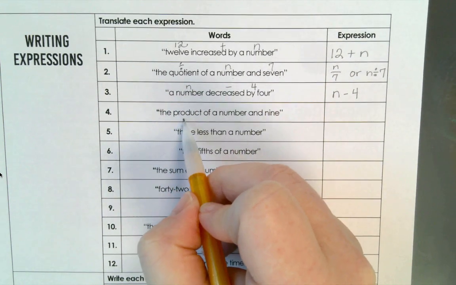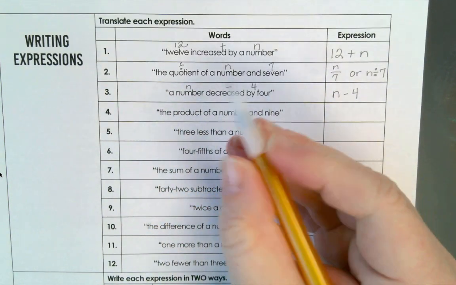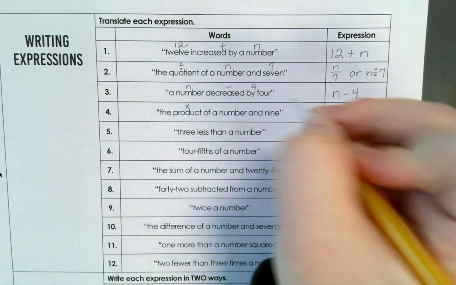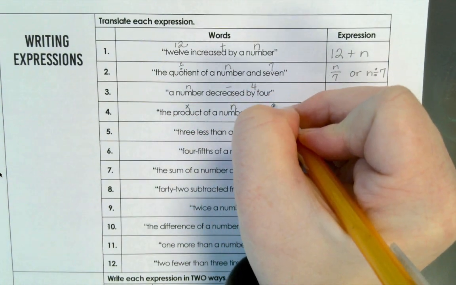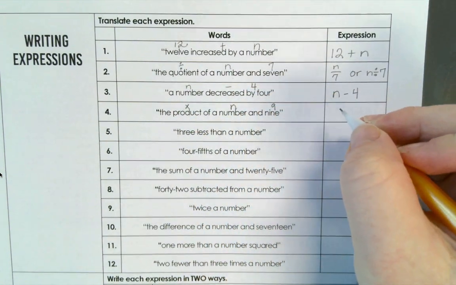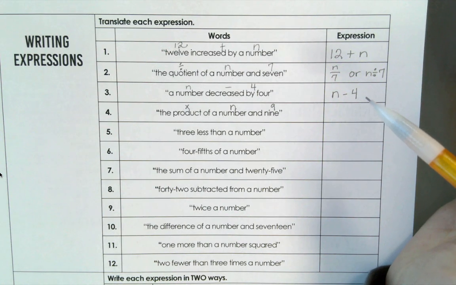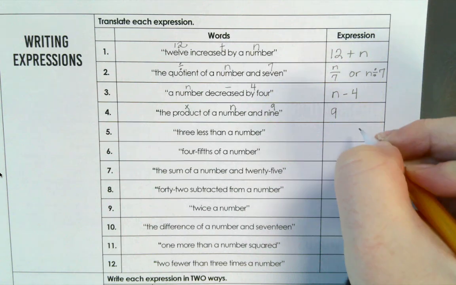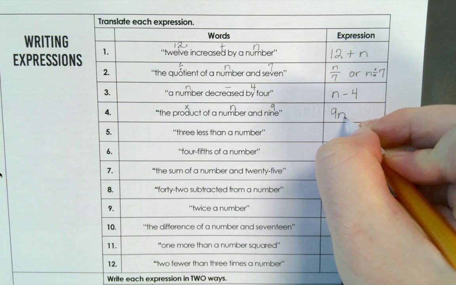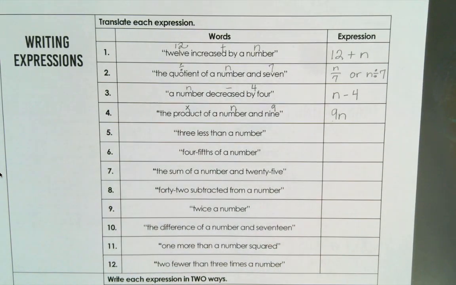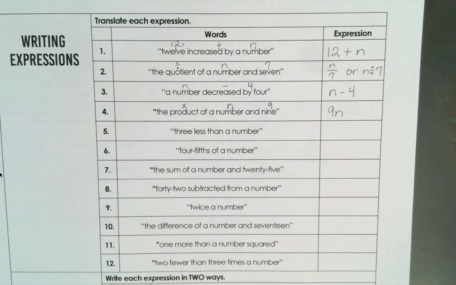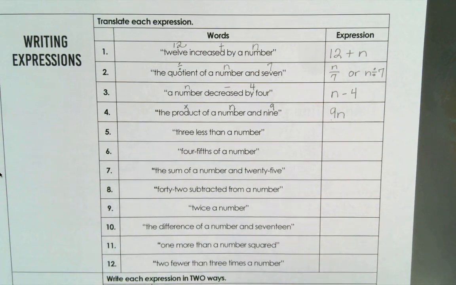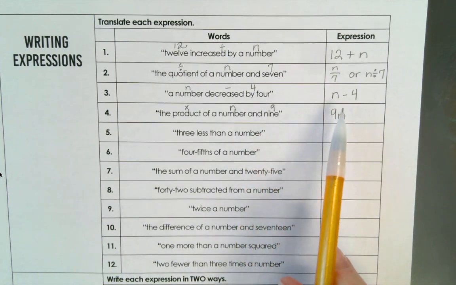Number 4, the product of a number and 9. Product means multiply, of a number and 9. So hear me out. This is what I want to see. Remember, product is multiply. I want to see the 9 first. That's your coefficient with your n next to it, because that means multiply. That's what I want to see. I do not want to see n times 9, because that's so 5th grade. We are in 6th grade now, and that's what I want to see.